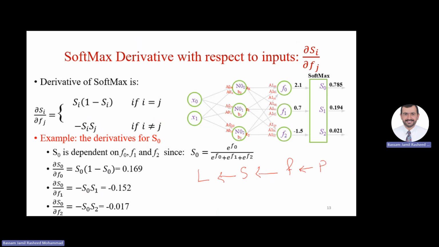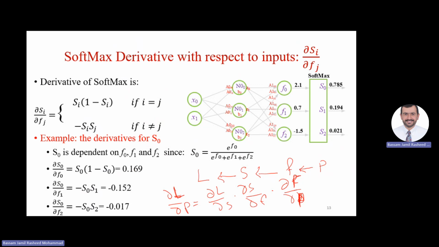Good? Now, I need delta L over delta P, which equals what? Delta L over delta S first, then delta S over delta F, right? Then delta F over delta P. Delta F over delta P. That's the chain rule, folks. If you are interested in neural networks and AI, this is how we do things. This is how we update things.